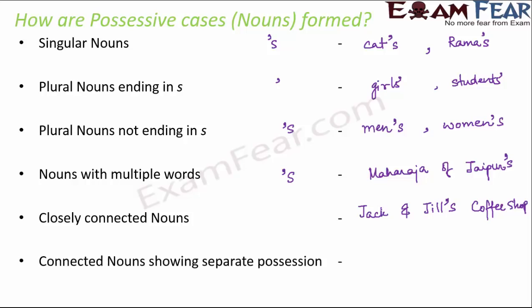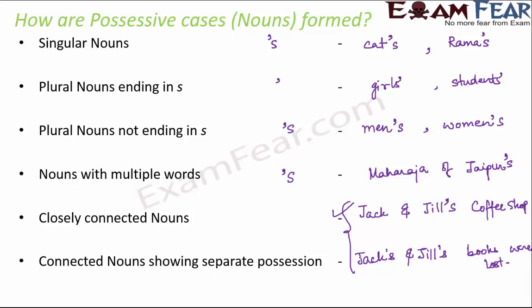However, if there are connected nouns showing separate possession, in that case we might need to put apostrophe S separately. For example, if you write something like this, Jack's and Jill's books were lost. In this case, just notice the difference between these two scenarios. In the first situation, the coffee shop belonged to Jack and Jill. So Jack and Jill is like one single unit. They are closely connected. So we just put apostrophe S at the end.